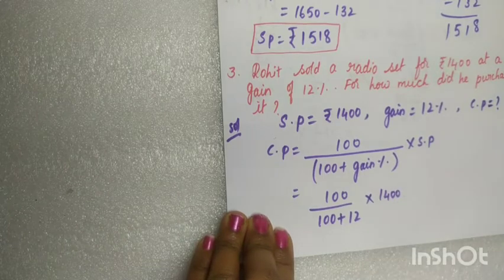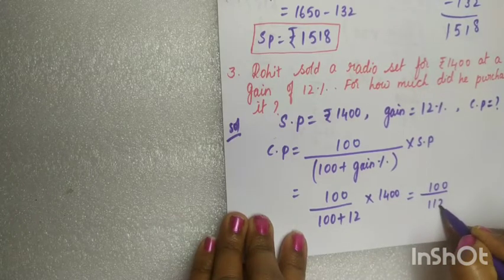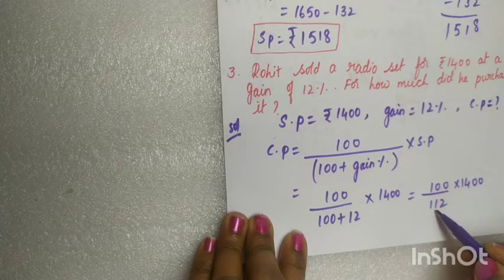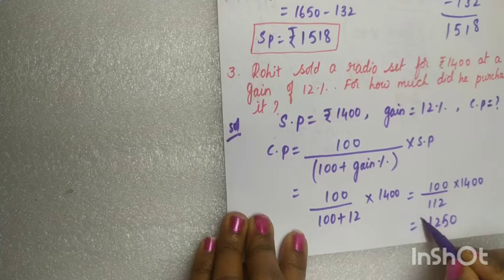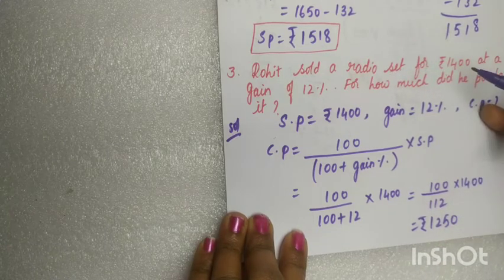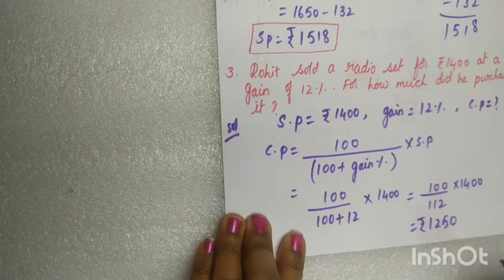So which is equal to, you have to calculate here. You have to just cancel the zeros. It becomes 100 divided by 112 into 1,400. So you have to multiply this and divide it by 112. You can do the simplification, and you will get the answer as rupees 1,250. You can cross check and tell me. So this is the cost price of this radio which was sold for rupees 1,400, so he will get 12% as gain.